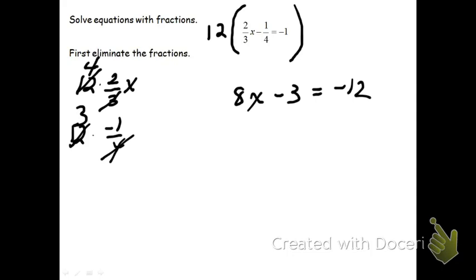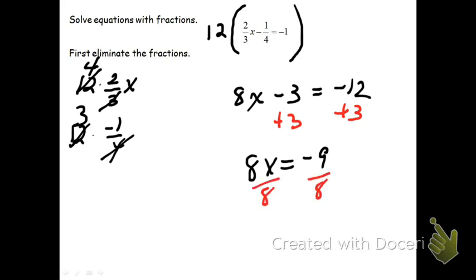Okay, so we start the process of solving then. We're going to add 3 to each side. And my resulting equation is 8x is equal to a negative 9. And last, we're going to divide both sides by our positive 8. So we end up with x is equal to negative 9/8, which is the same thing as negative 1 1/8.